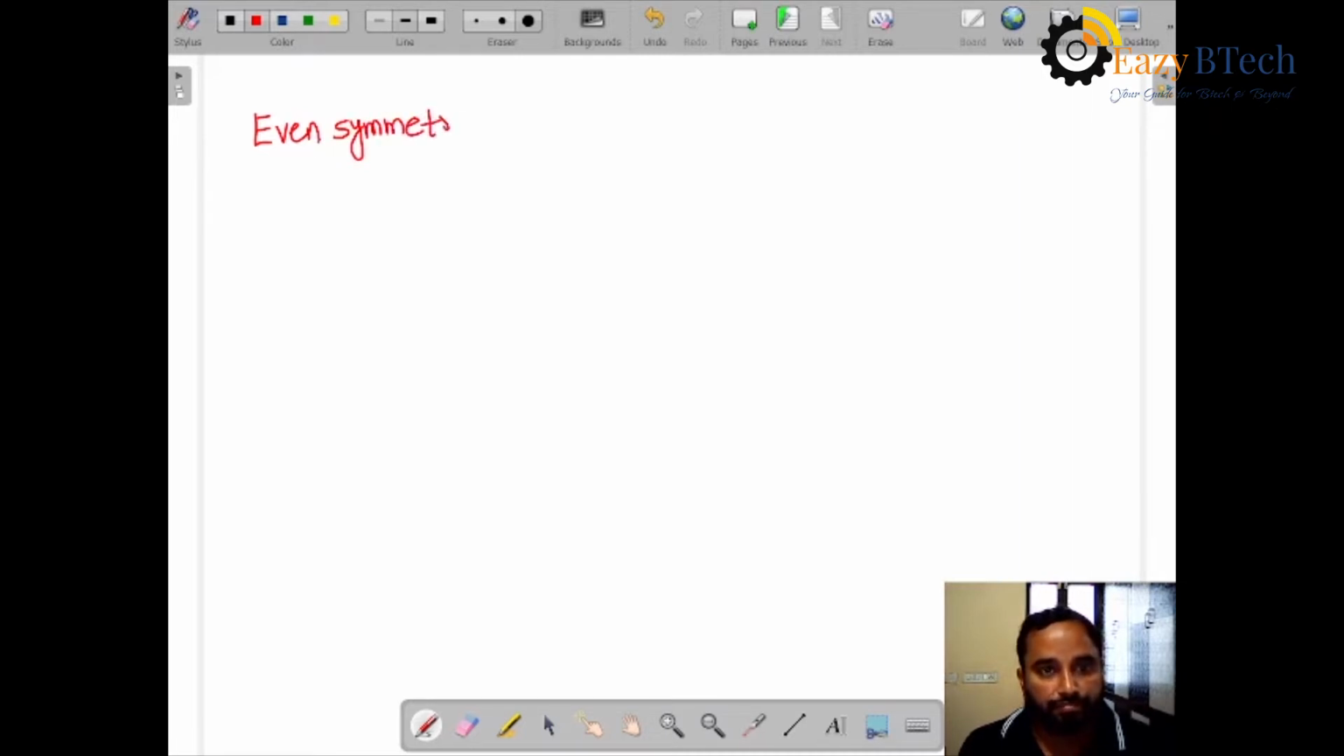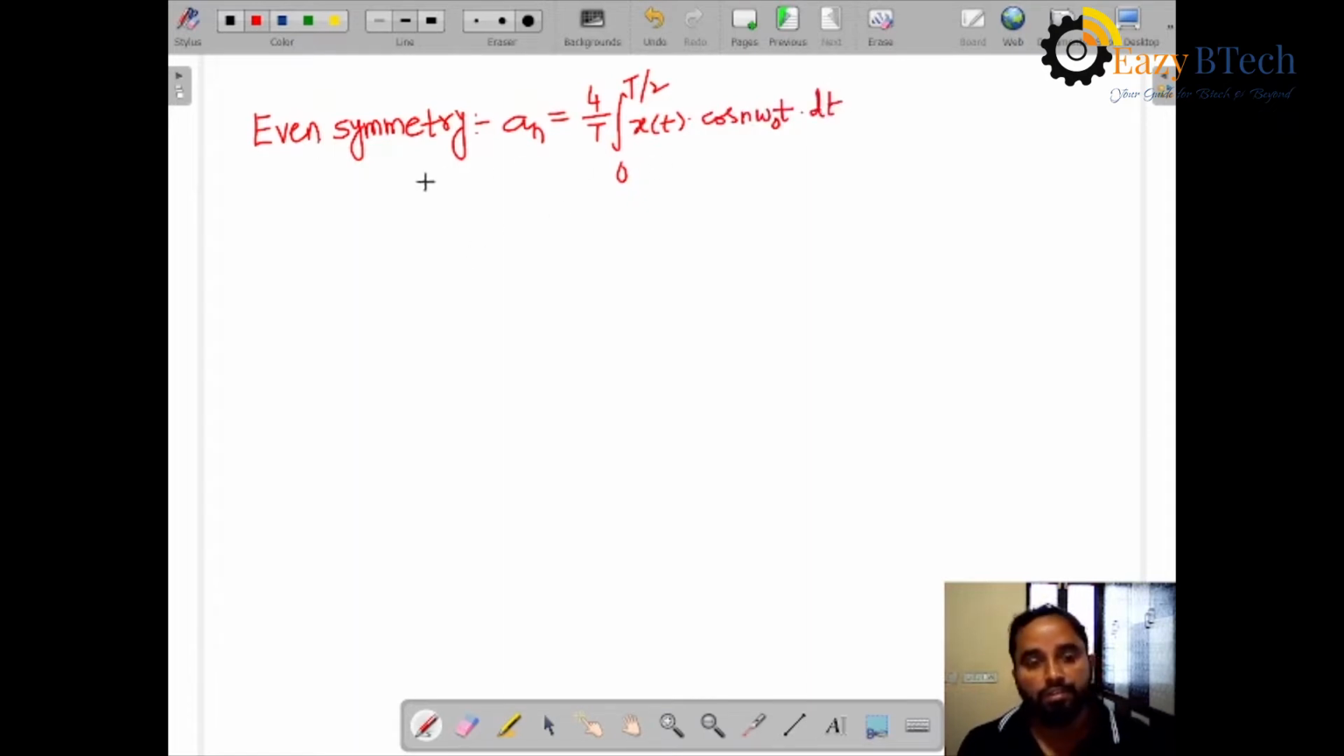coefficients. In case of even symmetry, the Fourier series coefficient an is equal to 4 by T, integral 0 to T by 2, x of t cos n omega naught t dt. So in case of even symmetry, this will be the coefficients an.